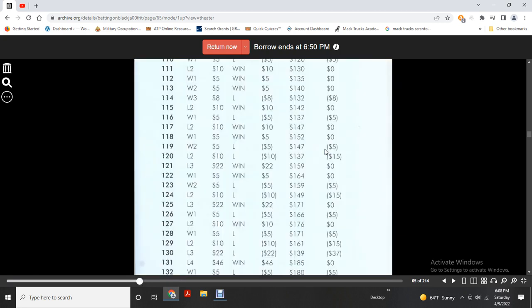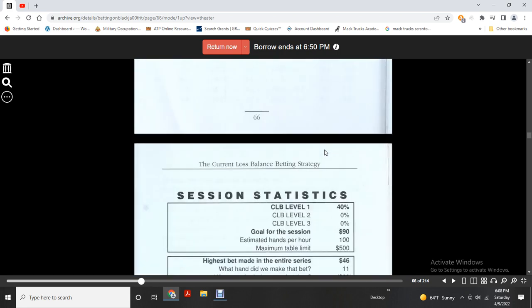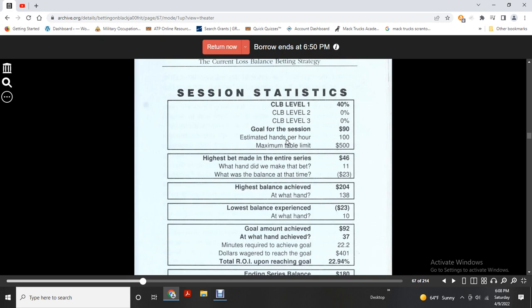This shows a whole 180 hands. 168 hands. Alright, and that gives you the session statistics.